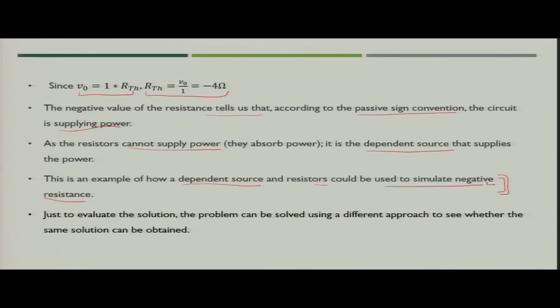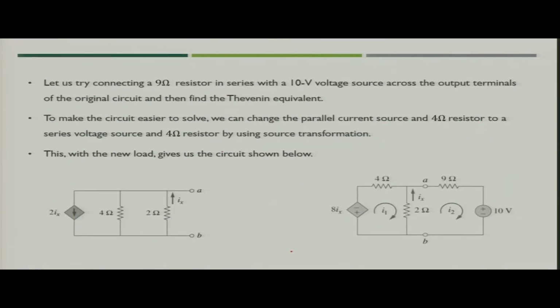Sometimes you need to insert negative resistance in the circuit, and you can realize it with the help of these types of circuits. Now, if you solve this problem using a different approach, whether the same solution would be obtained or not, let us see. Suppose we have a load of 9 ohm resistance and a 10 volt source connected across the terminal. What happens when you have a load of 9 ohm in series with a 10 volt source? How will you solve this circuit?